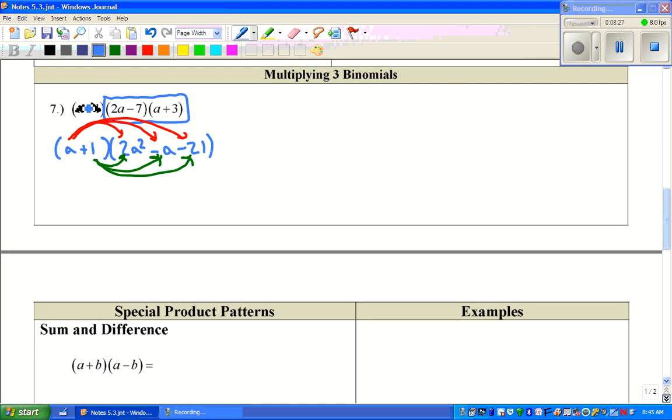Let's go ahead and finish it up. We'd end up with 2a to the third power minus a squared minus 21a, and then I'd end up with a positive 2a squared. I'd end up with a minus a, and I'd end up with a minus 21. 2a to the third power plus a squared minus 22a minus 21 is what we should end up with for that one. Okay.